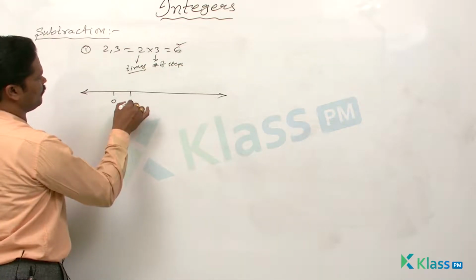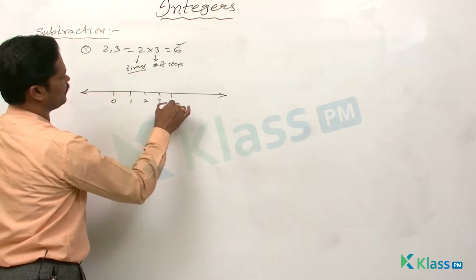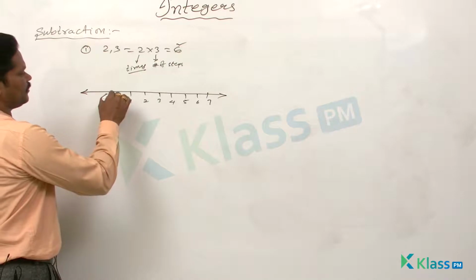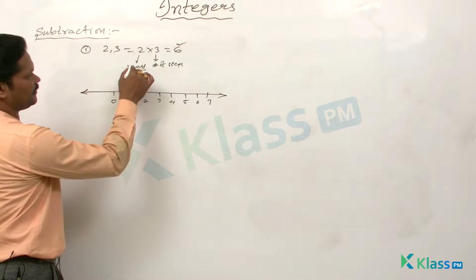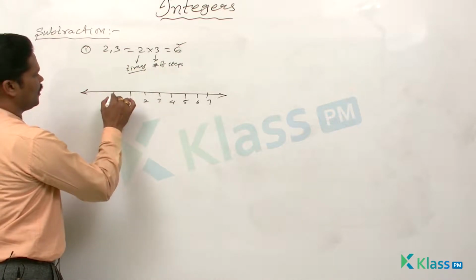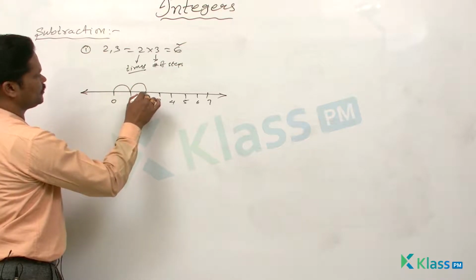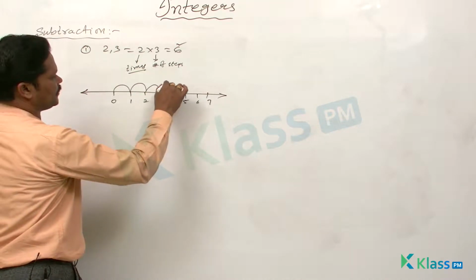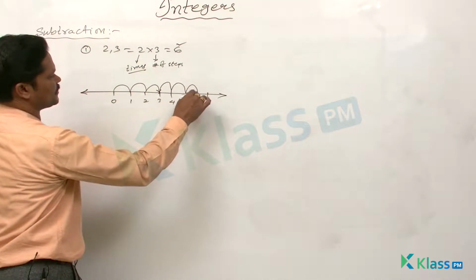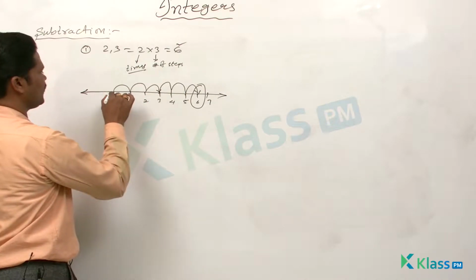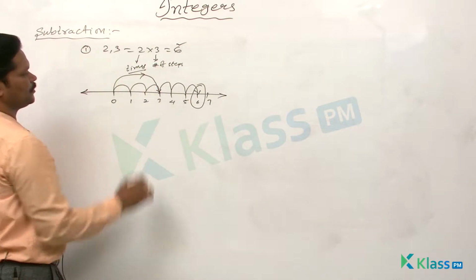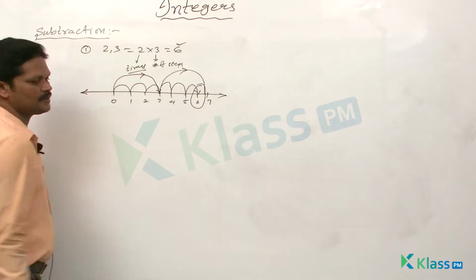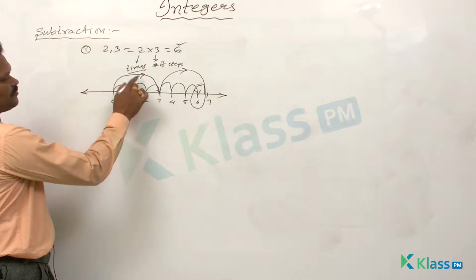See, 0, 1, 2, 3, 4, 5, 6, 7, I am taking. So each and every time we should go 3 steps. So 0 to 1, 1 to 2, 2 to 3. This is 1 jump over. Then 3 to 4, 4 to 5, 5 to 6. This is our answer. Means we are jumping 1 time from 0 to 3, and 3 to 6 is the second time. So 2 times we jumped.